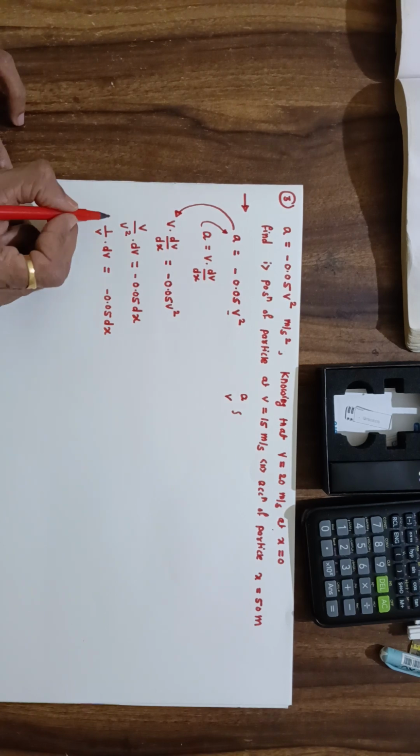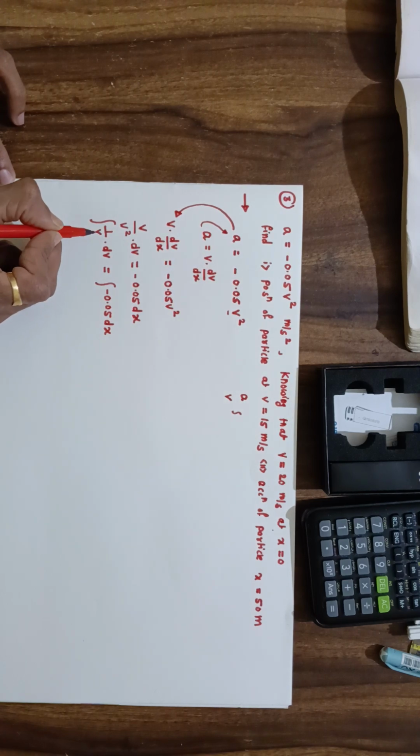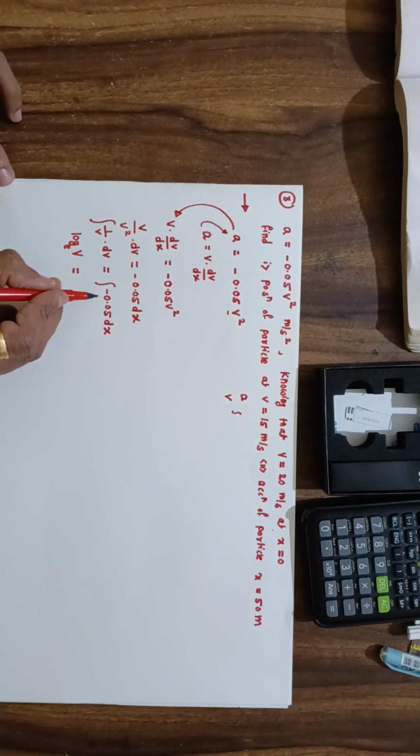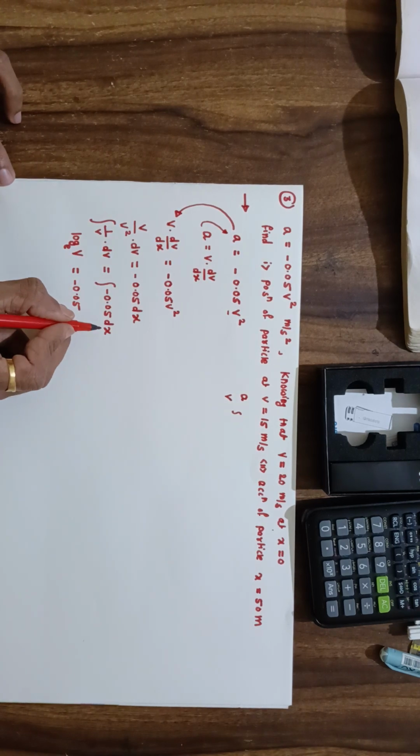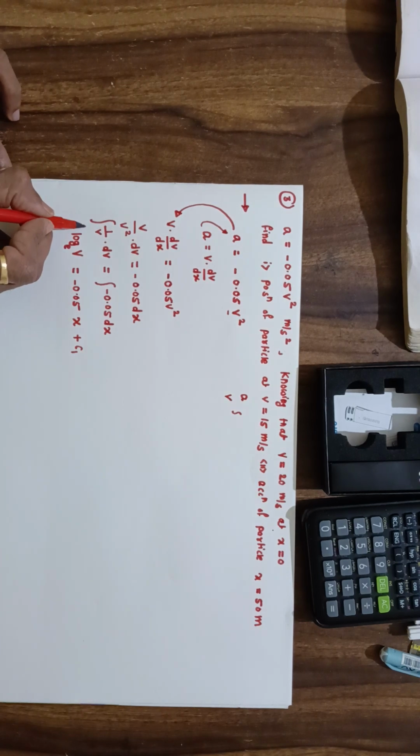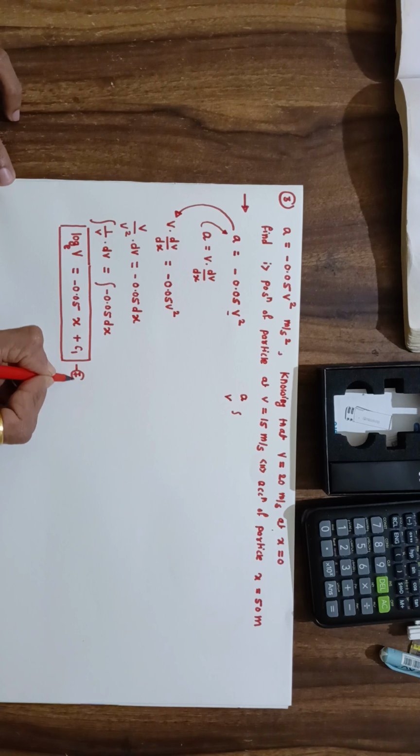Okay, at this step integrate both the sides. Now integration of 1 upon v dv, so 1 upon v integration will be log v, so this is log to the base e, equal to minus 0.05, it is the constant, so minus 0.05 integration dx, so it will be x, plus the constant of integration c1. Okay, now this is the basic equation. So consider this equation as equation 1.